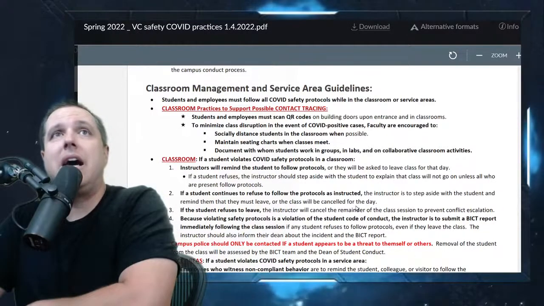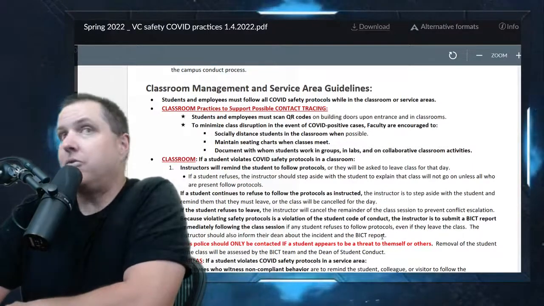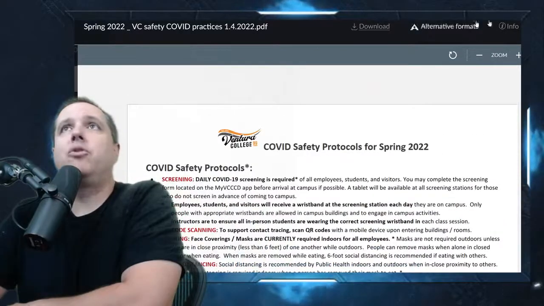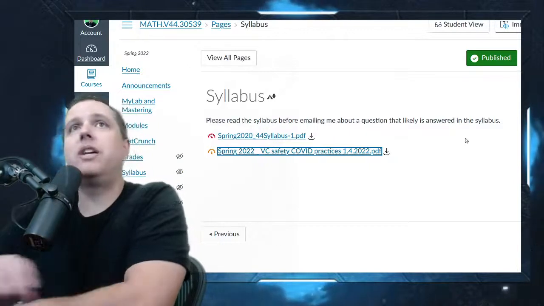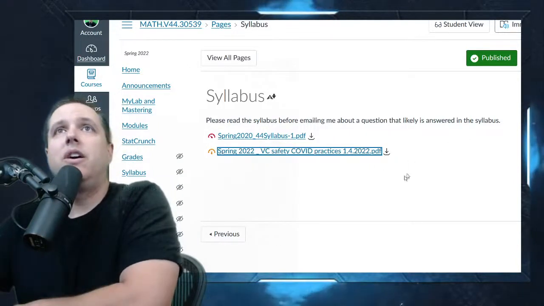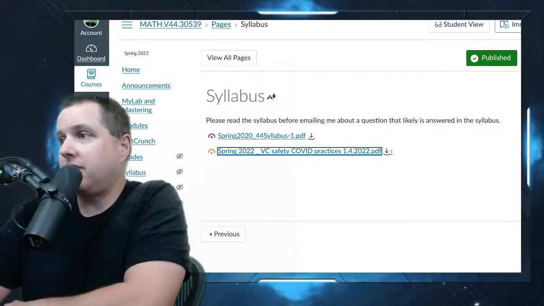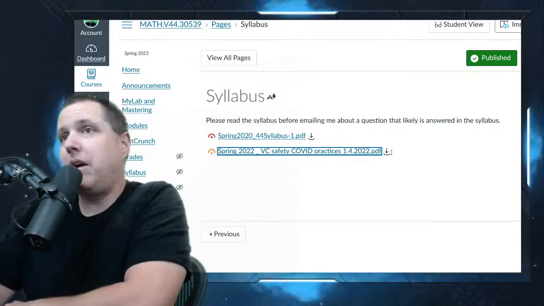If a student is not following the safety protocols, basically you leave the classroom is what happens. So just be aware of all that. Most of you are going to be fantastic, but we do have a very, very small percentage of students who sort of want to talk about their rights and stuff like that. It's not the place, this is a statistics course. I'm following the rules put forward by the school.